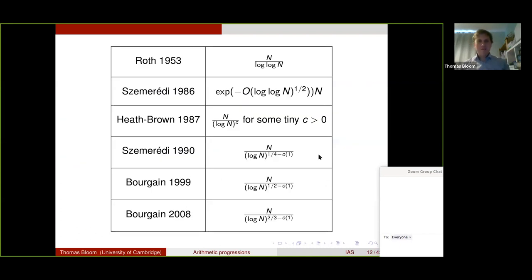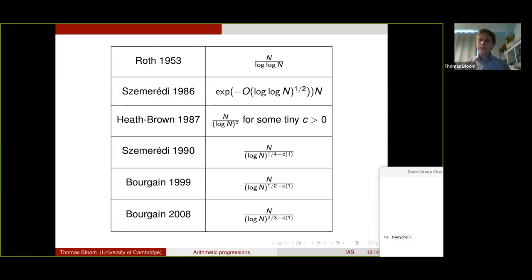So here's a brief historical tour of the progress on these bounds. Beginning with Roth in 1953, we had n over log n. The first improvement came from unpublished work by Szemerédi, I think eventually published in formal conference proceedings. Szemerédi's original strategy gave n times exponential in minus basically square root log n, in particular better than any power of log n. And then Heath-Brown optimized Szemerédi's method to give n divided by log n to some small constant c. I think in Heath-Brown's paper he has c equals 1/20th or around that. So again, a fairly reasonable constant.